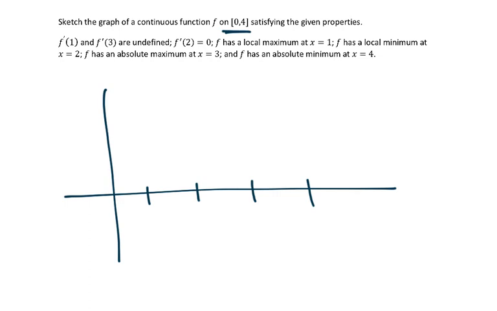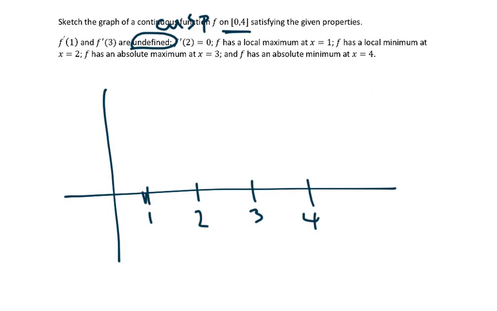So the first thing is we have f prime of 1 and f prime of 3 are undefined. So if the derivative is undefined, that usually means there's some kind of cusp there. So what I'm going to remind myself is that at 1 and 3 there's a cusp, okay?